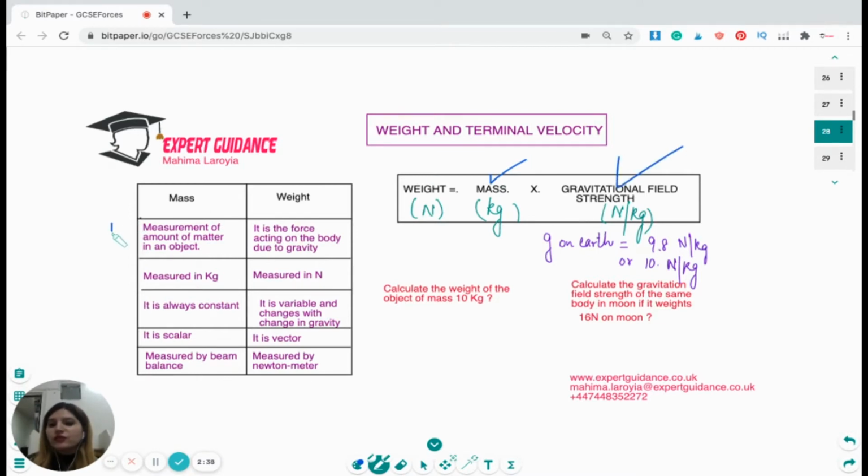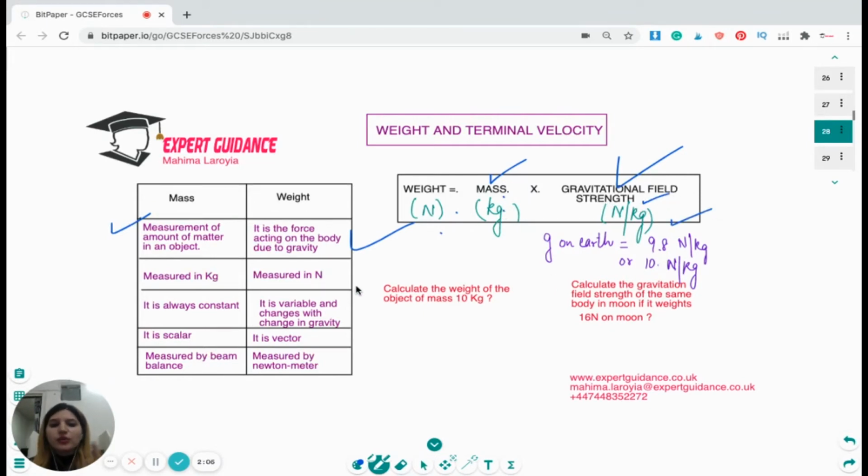So the first difference between mass and weight is that mass is the measurement of the amount of matter in an object, whereas weight is the force acting on the body due to gravity. Mass is measured in kgs, weight is measured in newtons. Mass is always constant, weight is variable as it changes with gravity. Mass is a scalar quantity, weight is a vector quantity. You measure mass by beam balance and weight by Newton meter. So this is the formula: weight in newtons is mass in kilograms times gravitational field strength, which is newton per kg.